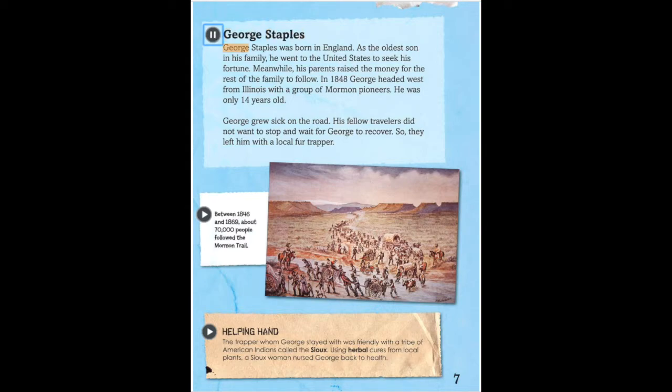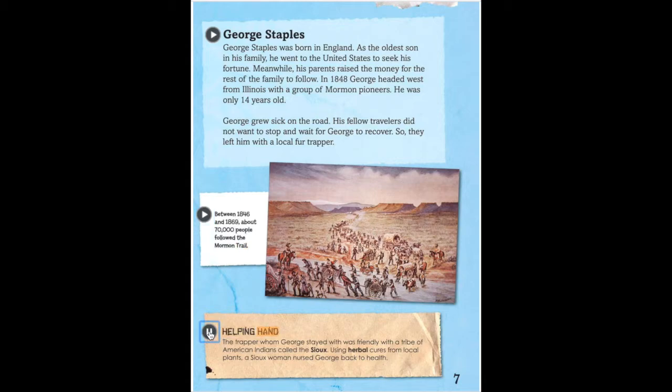George Staples. George Staples was born in England. As the oldest son in his family, he went to the United States to seek his fortune. Meanwhile, his parents raised the money for the rest of the family to follow. In 1848, George headed west from Illinois with a group of Mormon pioneers. He was only 14 years old. George grew sick on the road. His fellow travelers did not want to stop and wait for George to recover, so they left him with a local fur trapper. Between 1846 and 1869, about 70,000 people followed the Mormon Trail.